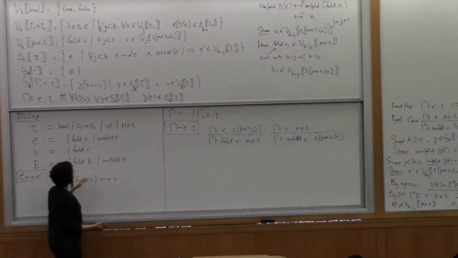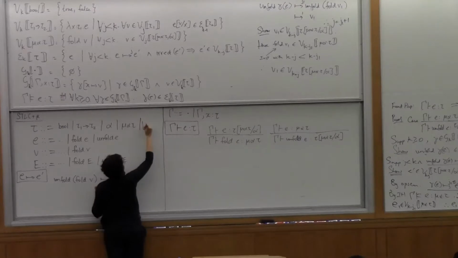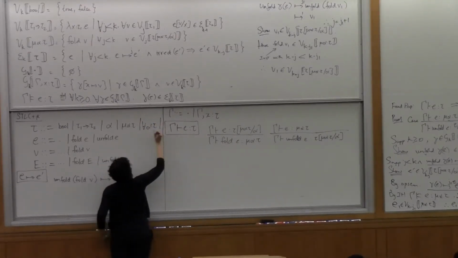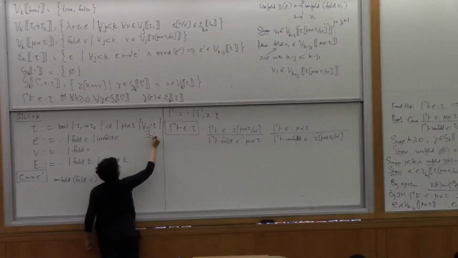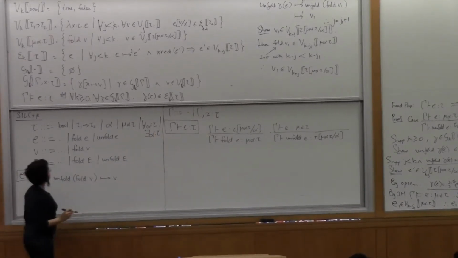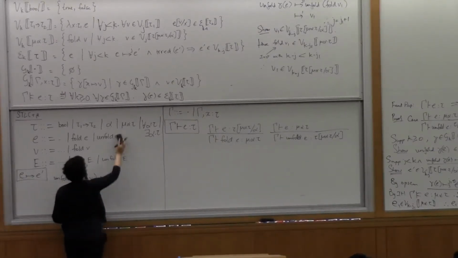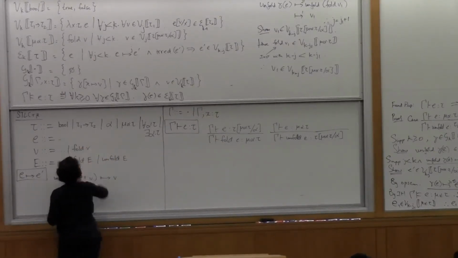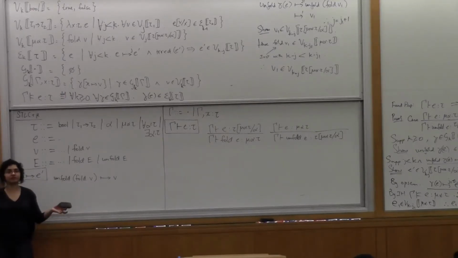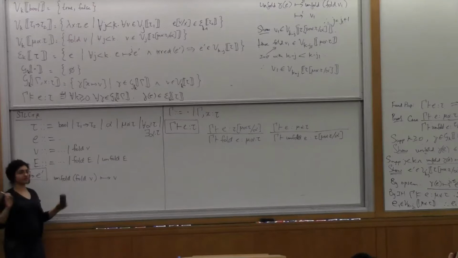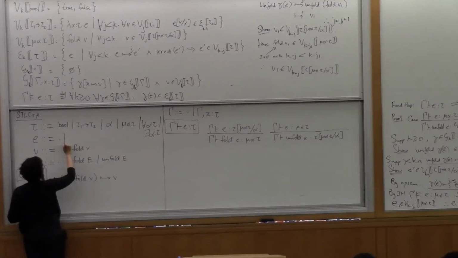Okay, so we are going to add universal types, for all alpha tau, and existential types, exists alpha tau. Okay, and I'm going to need to erase some stuff here. Are people familiar with polymorphism for the most part? Show of hands? Okay, good, excellent. All right, then I can do this quickly.